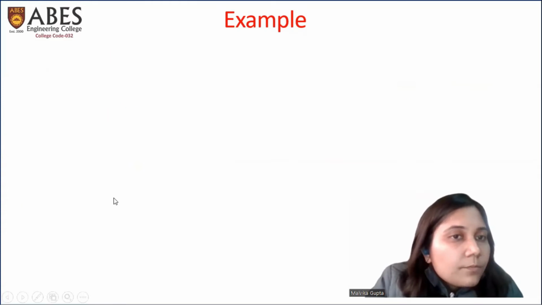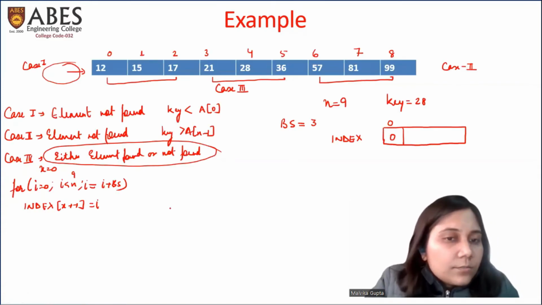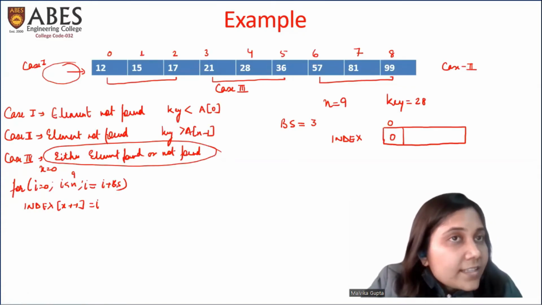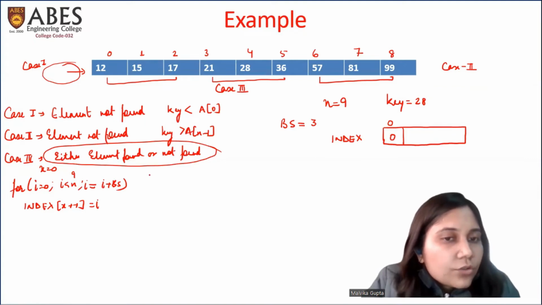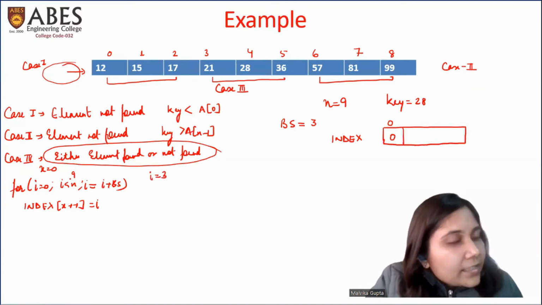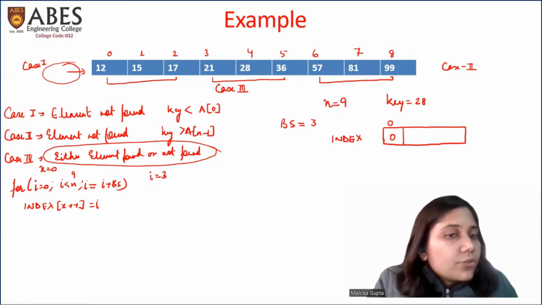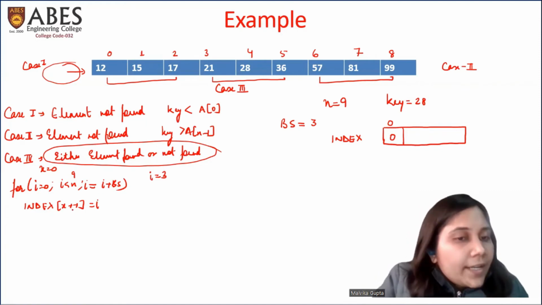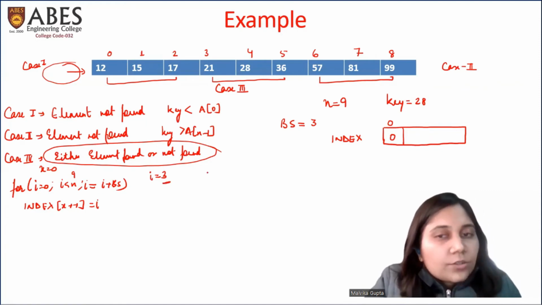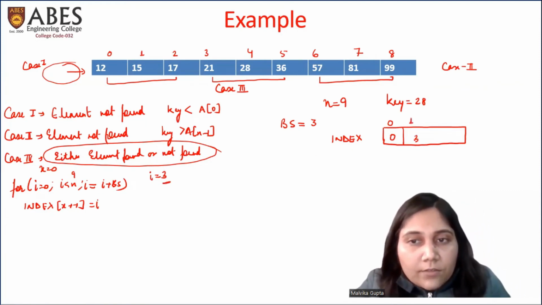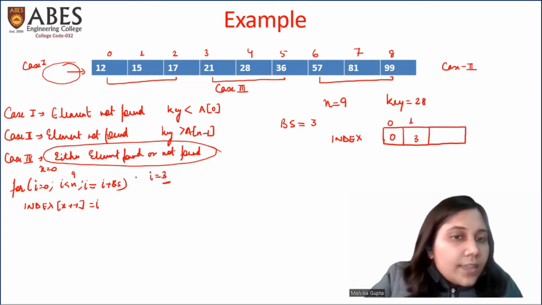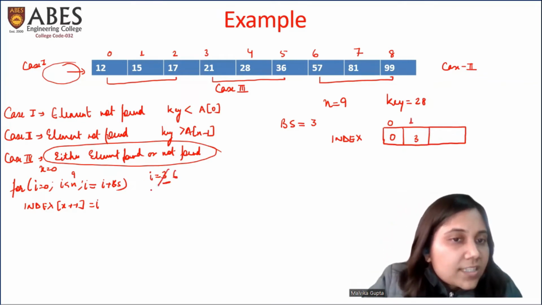i equals i plus bs. Now bs is 3, i was 0, so now my new index will become 3. 3 is less than 9, the condition is again true. Now it has been incremented by post increment, so x has become 1. So index of 1 is equal to i, which is 3. So the value stored is 3. Next i moves on, so it will become 6.